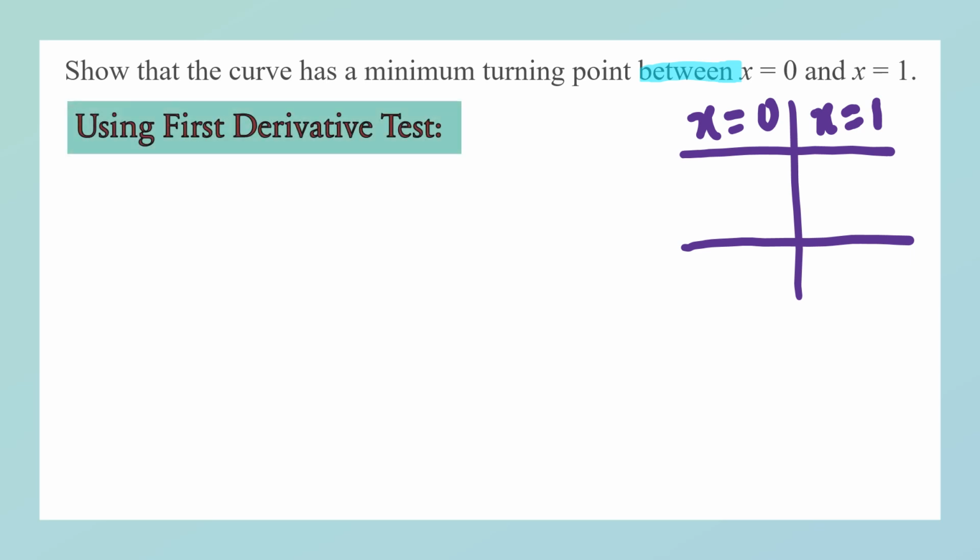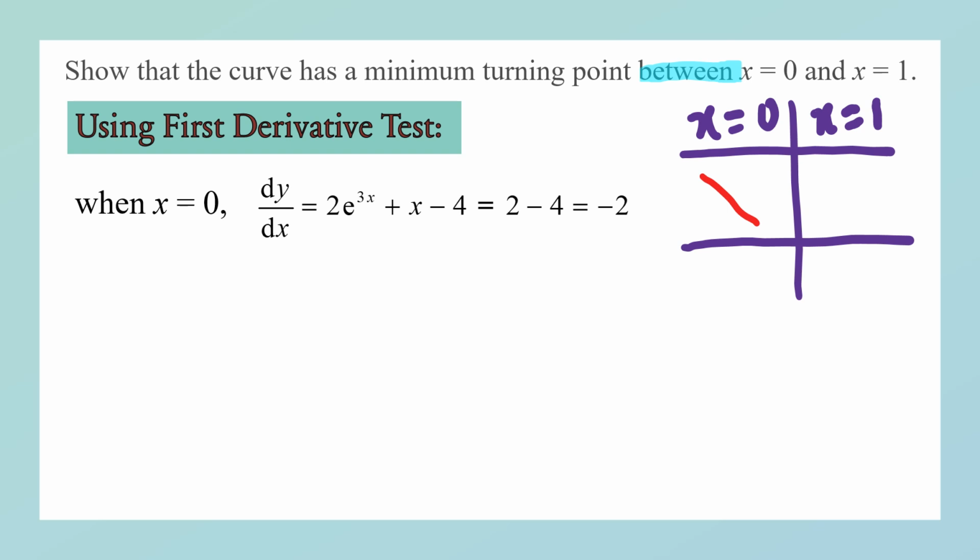first derivative test. So when x equals 0, for the first derivative, I'm using dy dx, I substitute the value x equals 0 into the expression, and I am able to get the value -2. You all know that if dy dx is a negative value, I will have a downslope. Similarly, I work out when x equals 1, and I am able to find that the value for dy dx is a positive value, which means I have an upslope graph.